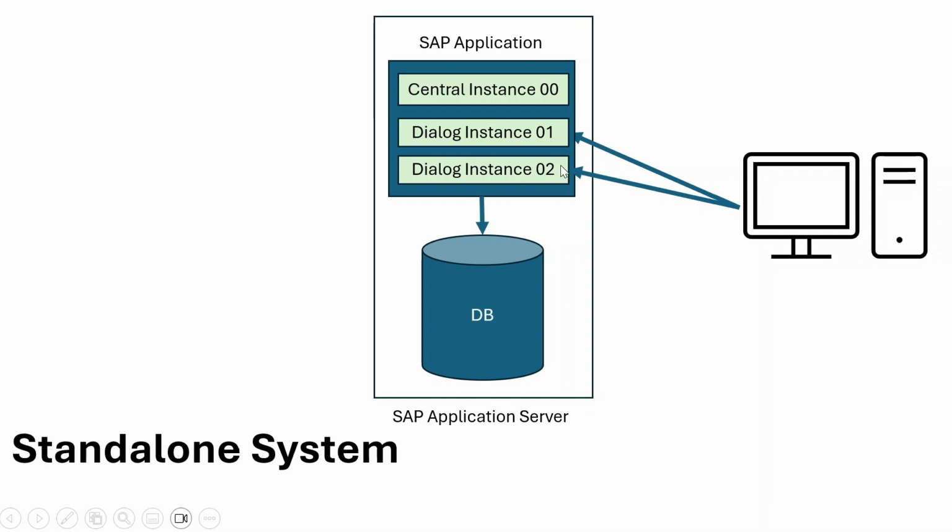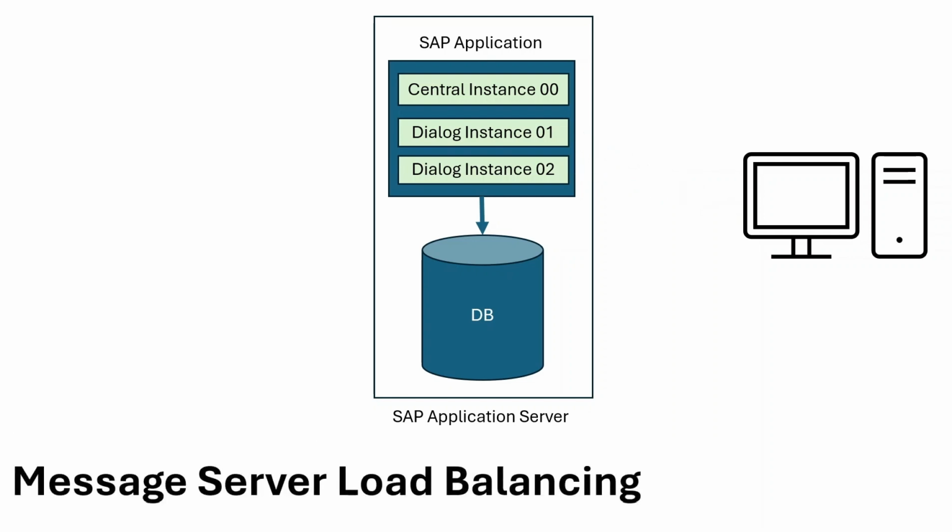But what happens if 02 is not working at all? I mean, if it is down, then what happens? Then you will see an error that the system is not available. But at least dialog instance 1 is available, right? So it is not a proper use of the system. Also, if dialog instance 1 is heavily loaded and the other is not loaded that much, your request still goes to 01 if you mention 01. This is incorrect. So that's why we have a concept called message server load balancing.